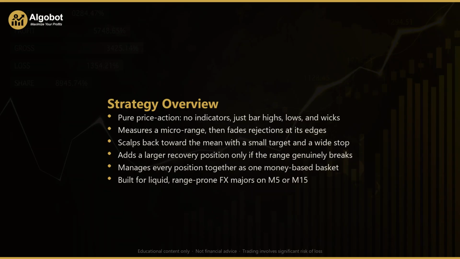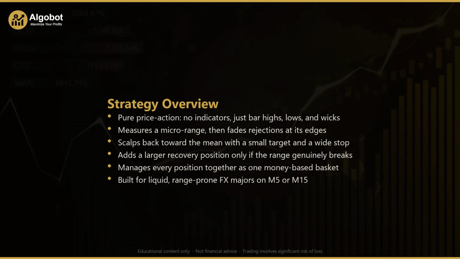So what exactly does Boundary Fade Scalp Hedge do? At its heart, this expert advisor behaves like a hand-managed reversion book. It watches a small, quiet price range and treats the two edges of that range like elastic walls. When price pushes into one edge and then snaps back, the strategy fades that move, meaning it trades in the opposite direction, back toward the middle of the range. Because there are no indicators involved, every decision comes straight from the price chart itself. The highest highs and lowest lows over a look-back window, the length of a candle's rejection wick, and the floating profit or loss of whatever is currently open.